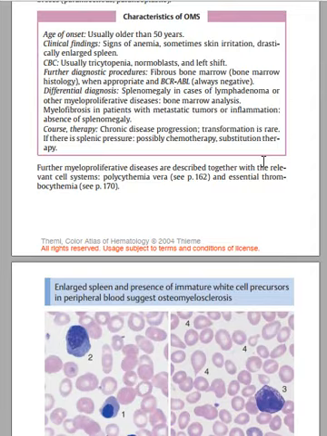Now, what are the characteristics of osteomyelosclerosis? The age of onset is usually older than 50 years. So when people are very old, you can have osteomyelosclerosis. You have signs of anemia, skin irritation. Why? Because there is excessive breakdown of red blood cells.